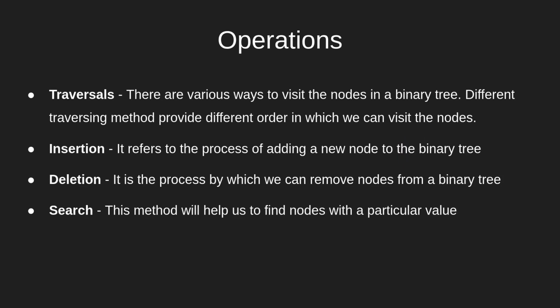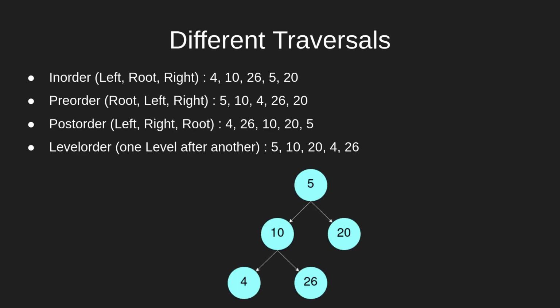So there are 4 main operations that are done on a tree. The first one is the traversals, which is the different ways to visit the nodes in a binary tree. Different traversing methods provide different orders in which we can visit the nodes. The insertion operation will allow the user to insert a new node into the binary tree. The deletion operation will allow the user to remove nodes from a binary tree. The search method will help the user to find a node in a tree.